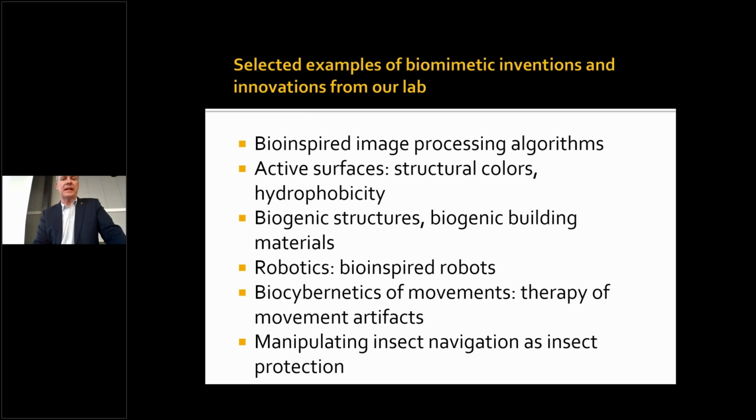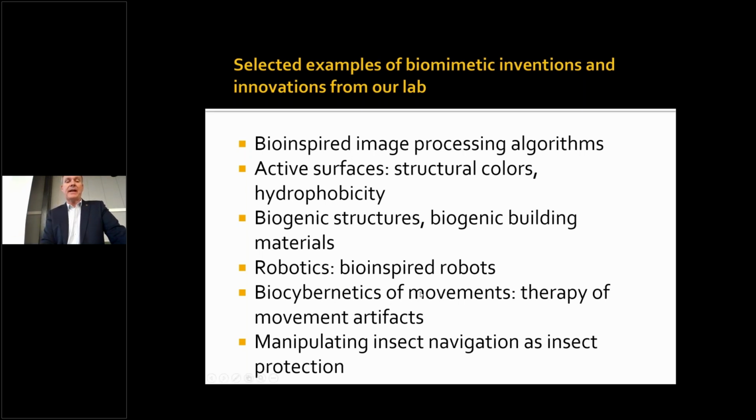Okay, so here are some selected examples of biomimetic inventions from our lab. So we have bioinspired image processing algorithms. We have active surfaces like structural colors, inspired from butterflies, for example. They have a blue color, although there's no blue stain in there. It's just a physical trick. And they can, for example, collect infrared as well. So we have biogenic structures and biogenic building materials. We have bioinspired robots or biohybrid robots.